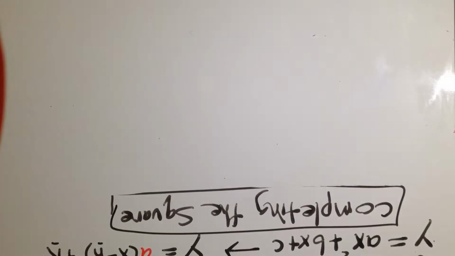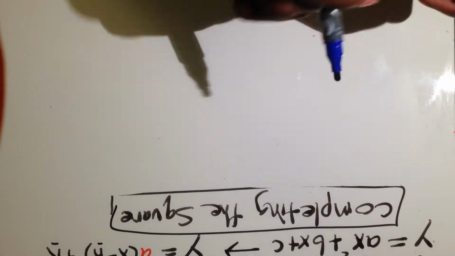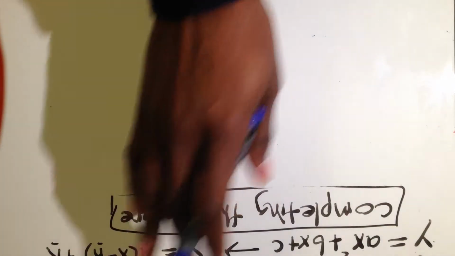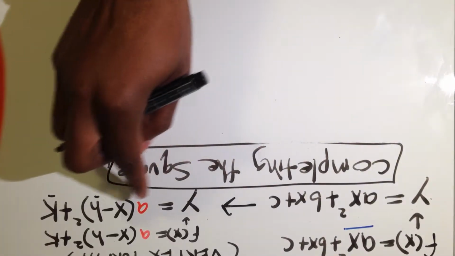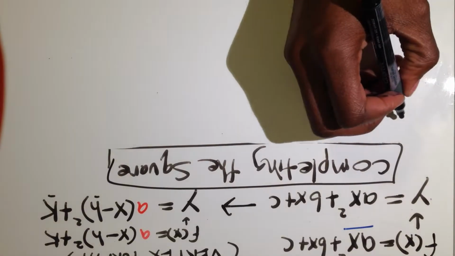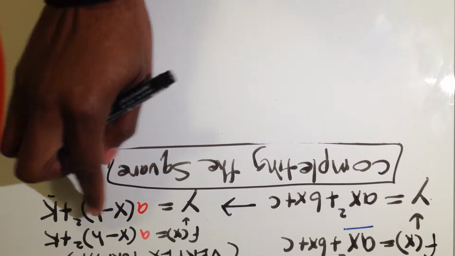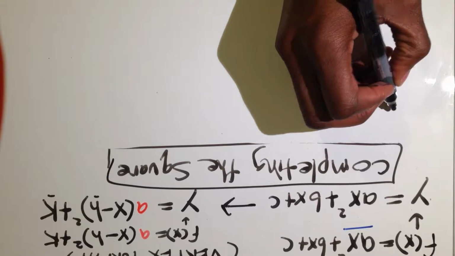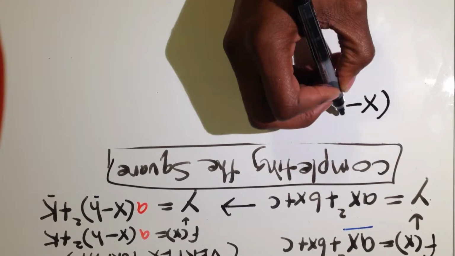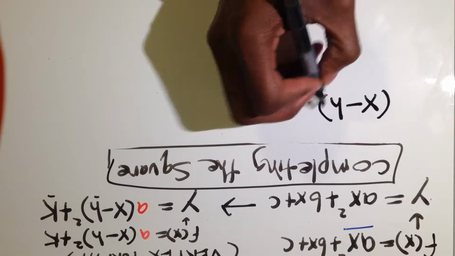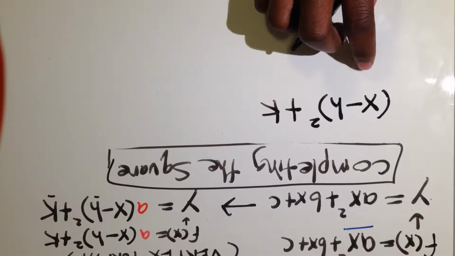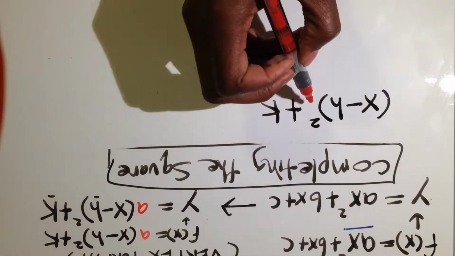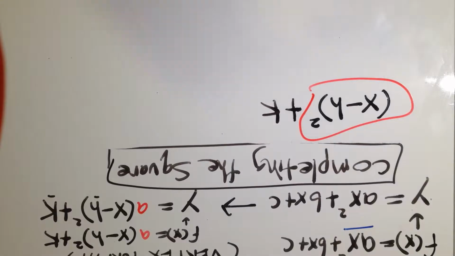That's the first thing I'm going to say before we learn how to complete the square. Now let's look at the standard format really quick. If we look at it, we notice this expression here looks like x minus h, squared. Notice that this is a perfect square.